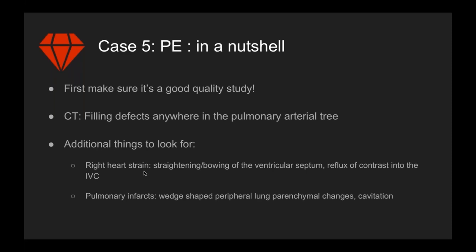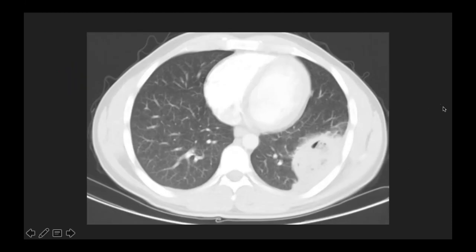Also, as a complication of a PE, you can get pulmonary infarcts, so it's always worth looking for them. So what would that look like? They look like wedge-shaped peripheral lung parenchymal changes, and they can cavitate later on. So this is an example of a lung infarction, and there's a little bit of cavitation within it, and it's usually along the pleura like this.